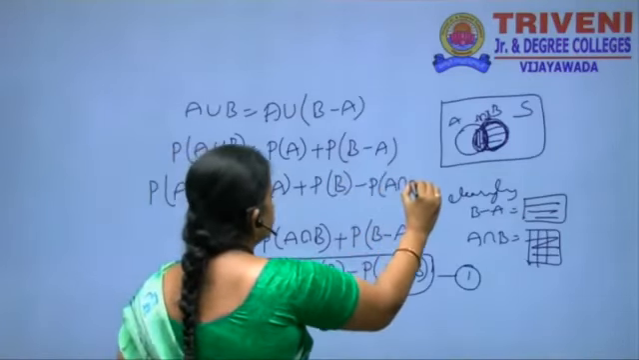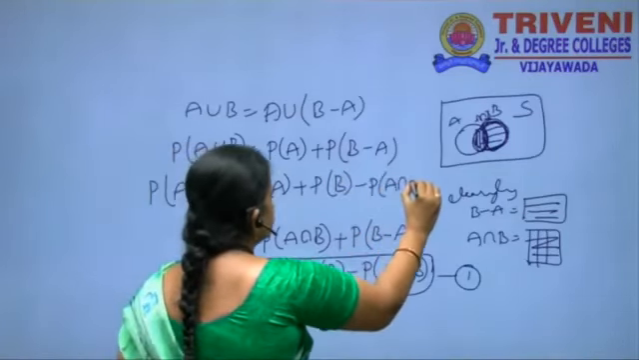Again I will explain this theorem. Addition theorem on probability: A and B are two events in a sample space S. Then P of A union B is equal to P of A plus P of B minus P of A intersection B. First, case 1: A intersection B is equal to phi. Applying probability, P of A intersection B is 0, that is, P of phi is 0.